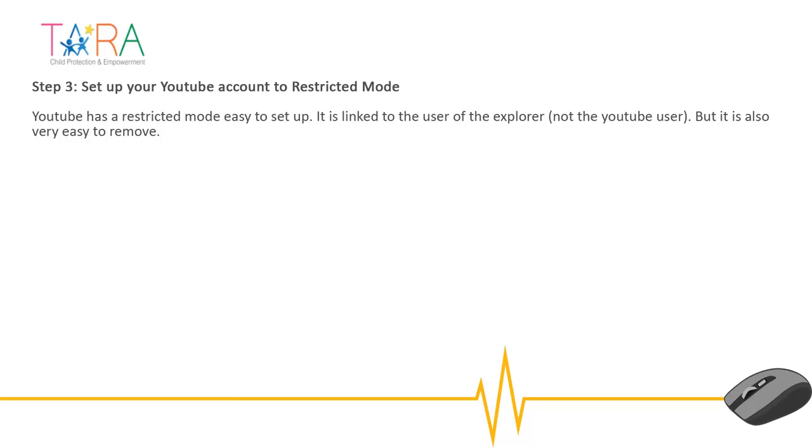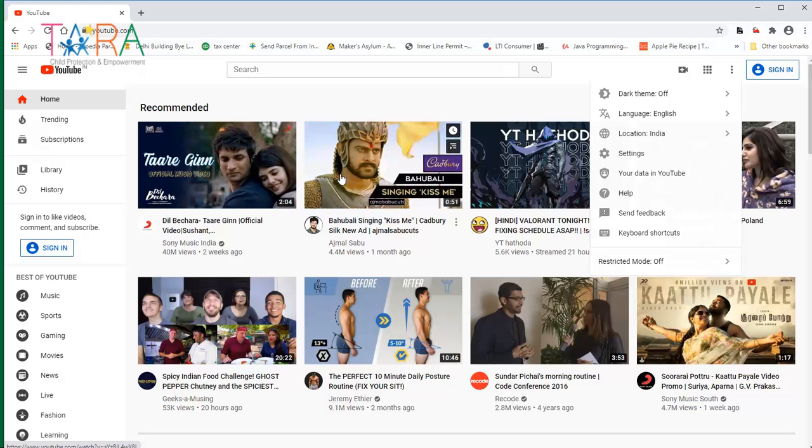Another easy thing to do is to set up your YouTube account to restricted mode. YouTube has a restricted mode, very easy to set up. It is linked to the user or the explorer, not to the YouTube user. But it's also very easy to remove.